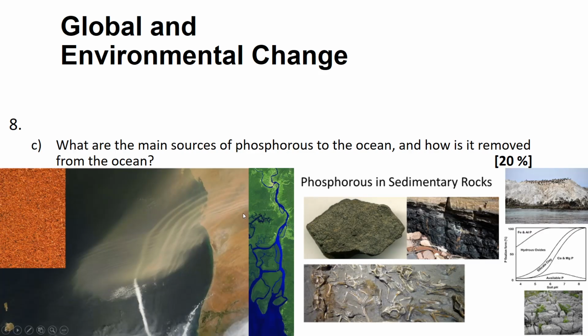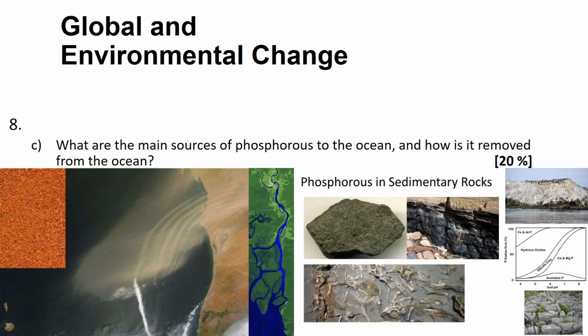So we've got a source from dust, and you could go into a little more detail to get more marks by saying that it's the iron coatings on dust grains that are thought to contain most of the phosphorus that actually ends up dissolving in the ocean from the dust. Quite a lot of the phosphorus that enters by rivers is lost to sediments in the estuaries, as I mentioned. And then the last part of the question, how is it removed from the ocean?